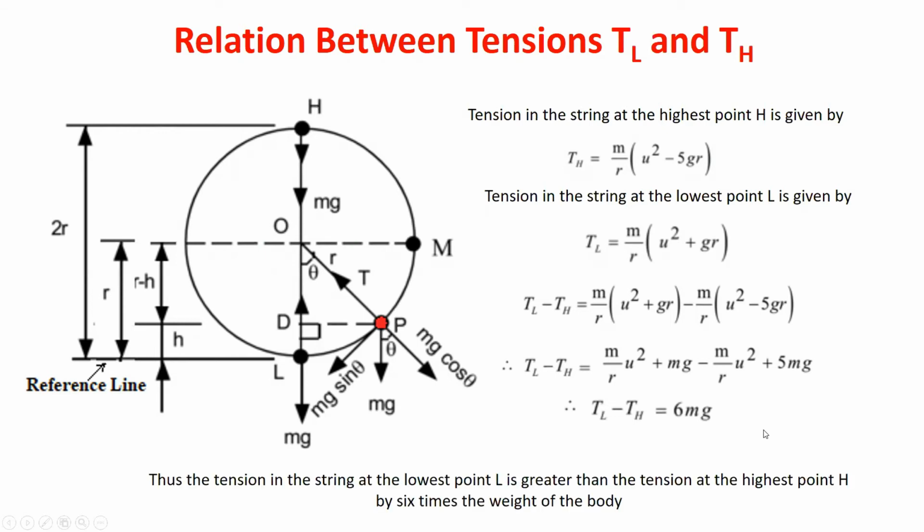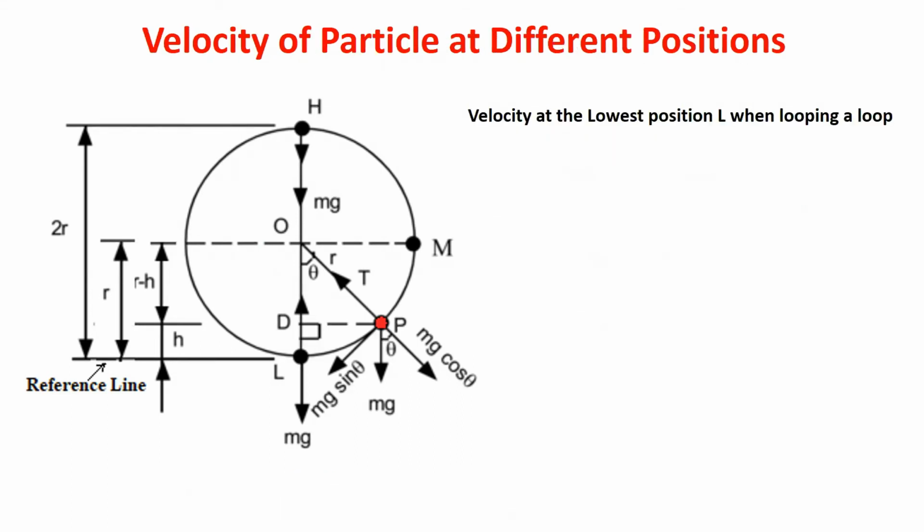So what can we conclude from that? Thus the tension in the string at the lowest point L is greater than the tension at the highest point H by 6 times the weight of the body. This is a very important relation. Now we have to find the velocity at different positions. We have to find the velocity at the lowermost point, the velocity at the topmost point, and when the body is at M.